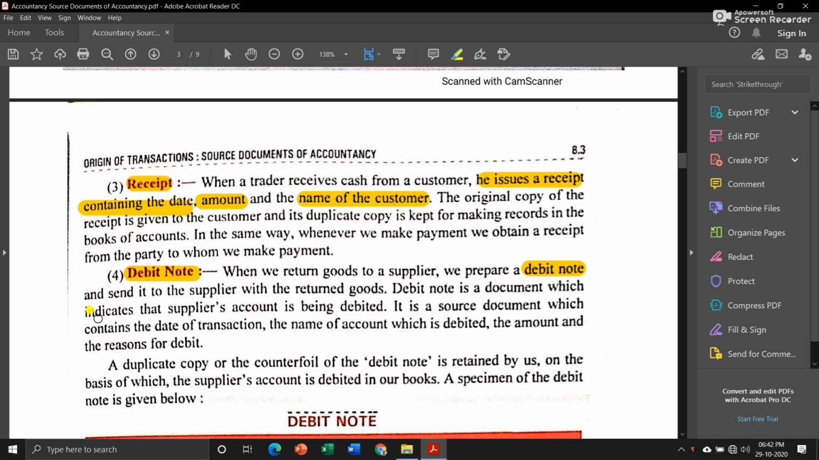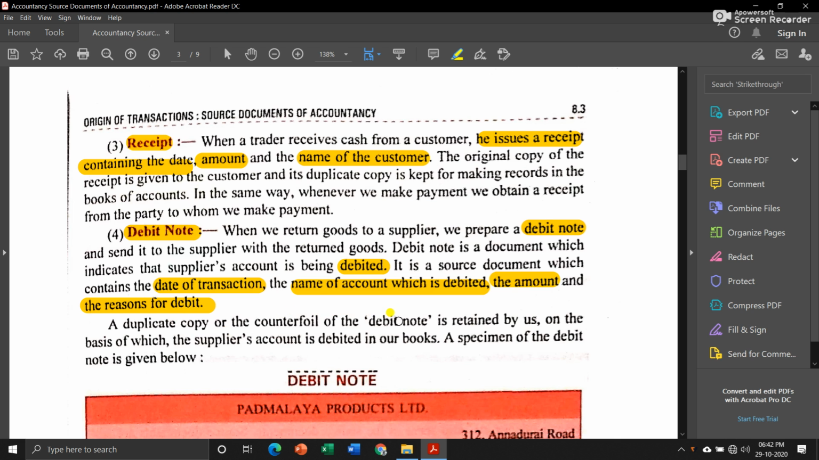Now debit note is a document which indicates that the supplier's account is being debited. Meaning when you give a debit note to a supplier, it means that in your books of account you are debiting the supplier's account. It is a source document which contains the date of transaction, the name of the account which is debited, and the amount and the reasons for debit. A duplicate copy or the counterfoil of the debit note is retained by us. Meaning you will keep the duplicate copy of the debit note, and the original one you will send to the supplier.